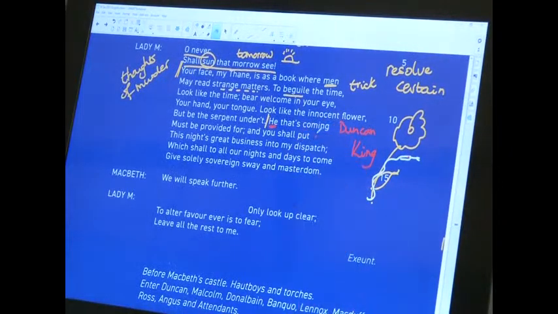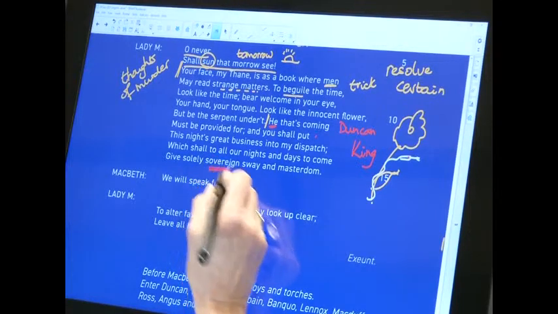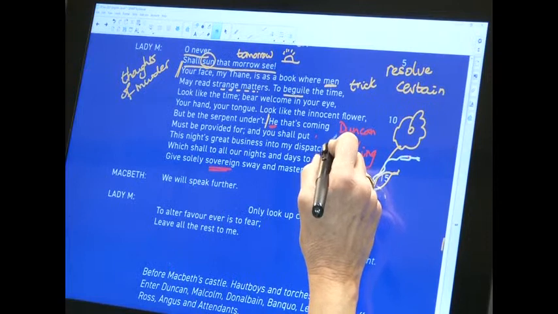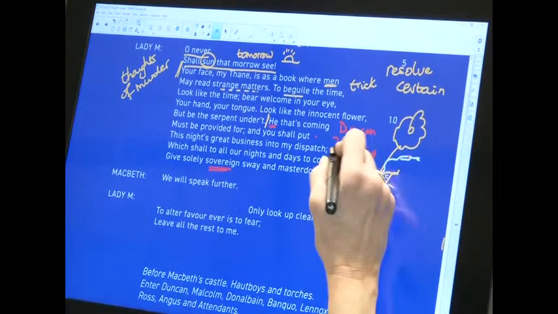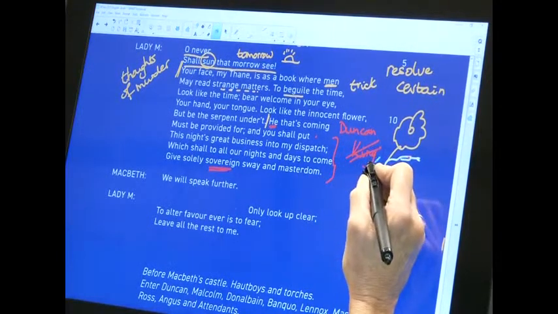and you shall put this night's great business into my dispatch. What is the great business? Murdering Duncan. Who does she say is going to murder Duncan? She says she is. Which shall to all our nights and days to come give solely sovereign sway and masterdom. Sovereign is the king. So leave it to me. We'll kill this king and then we shall take over.